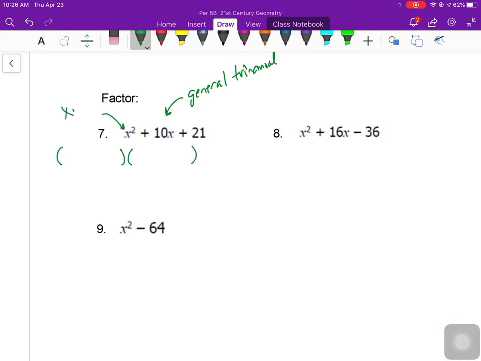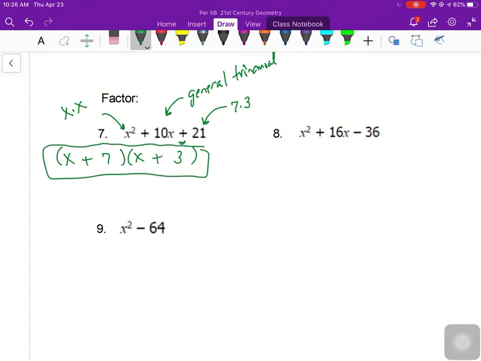We need to have 2 things that multiply to give us x squared. That's x times x. They go in the front positions. We need 2 things that multiply to give us 21, and they have to add up to 10. 7 times 3. 7 and 3. We wish to get a positive 10 in the middle, so both would have to be positive. And this would be our answer when we factor those 2.